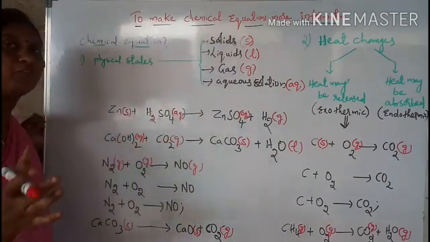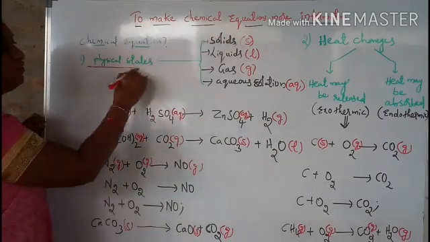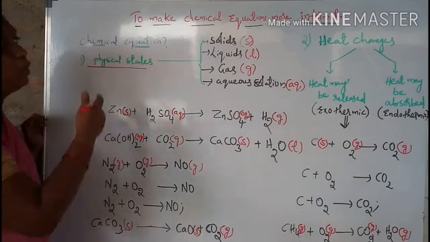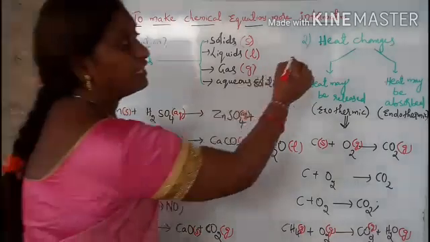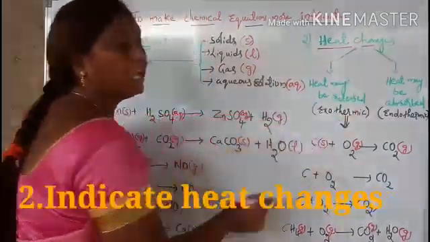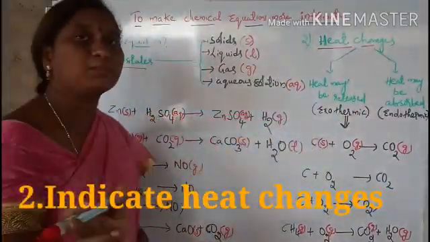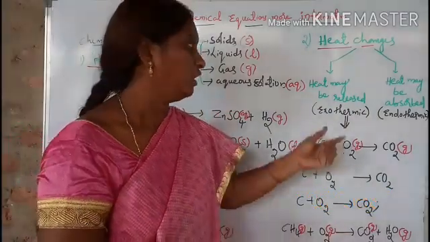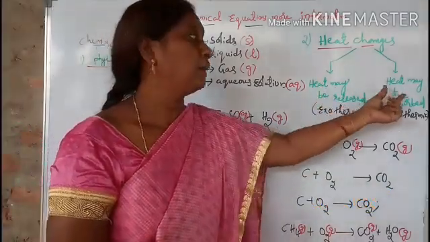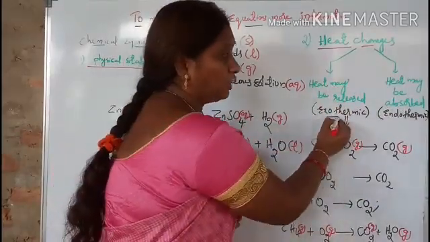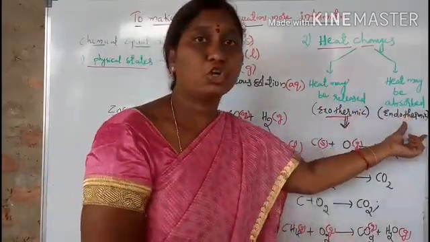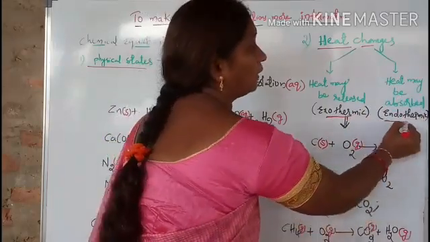This is how you have to mention the physical states in order to make the chemical equation more informative. So the first one, physical states, is completed. In order to make the chemical equation more informative, you have to indicate the heat changes also. The second one is heat changes. Heat changes may be of two types in a reaction. Heat may be released or heat may be absorbed. If heat is released, then those reactions are called exothermic reactions. And if heat is absorbed, then those reactions are called endothermic reactions.